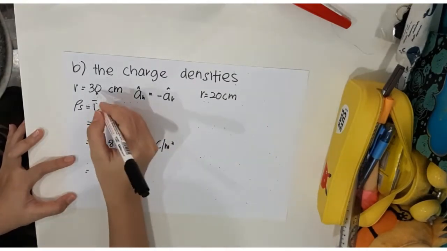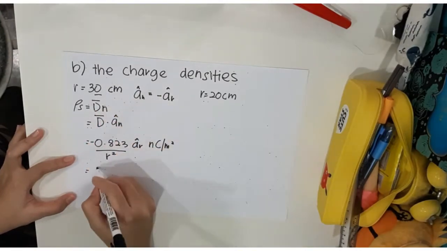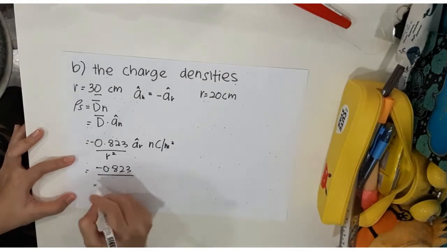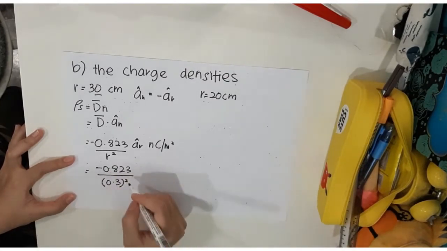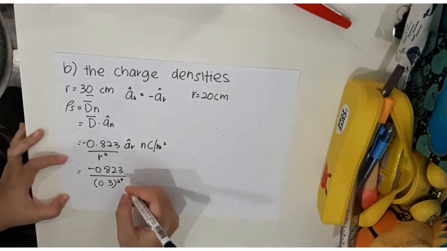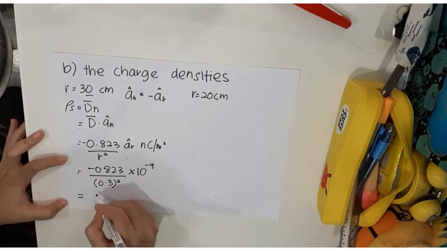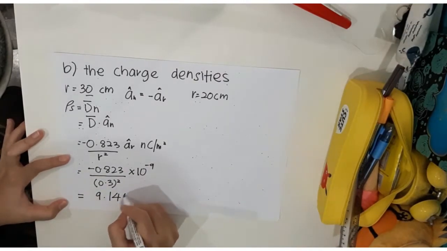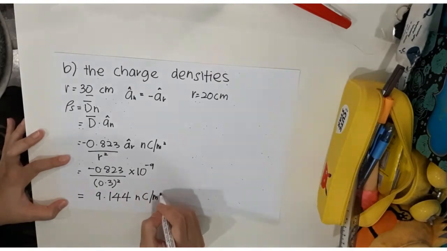Put the R, which is 30 centimeter, 0.3: negative 0.823 over 0.3 squared. Don't forget the square here, times 10 to the negative 9. We will get the answer, which is 9.144 nano coulomb per meter squared.